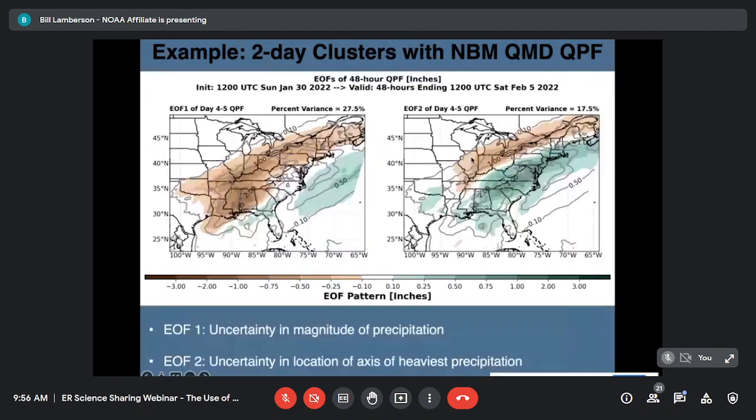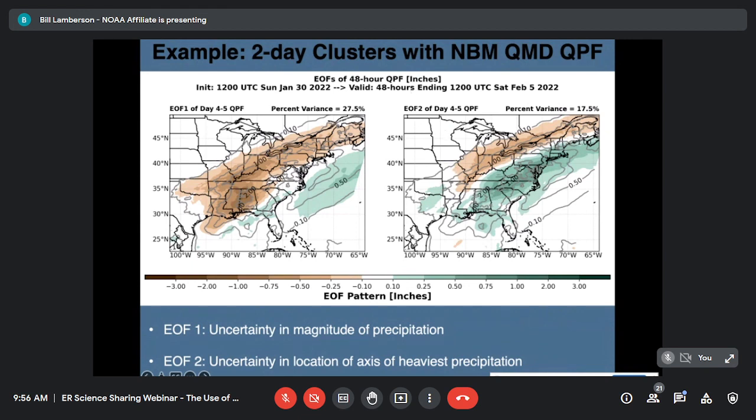All right, so the clustering continues as before, but now, instead of just an arbitrary northeast, southeast domain, we're actually looking at a QPF object. So we're considering the uncertainty for the whole QPF field. So again, this is also a 48-hour QPF event.